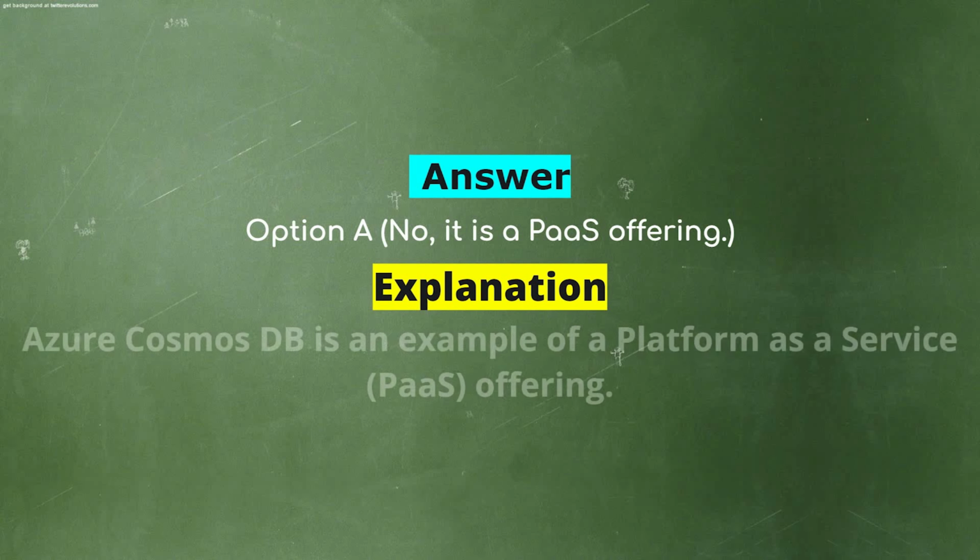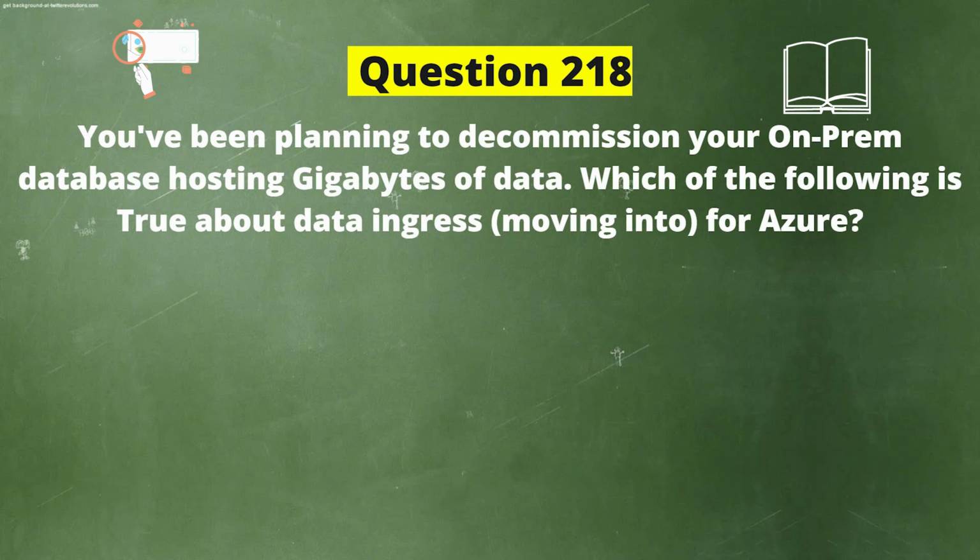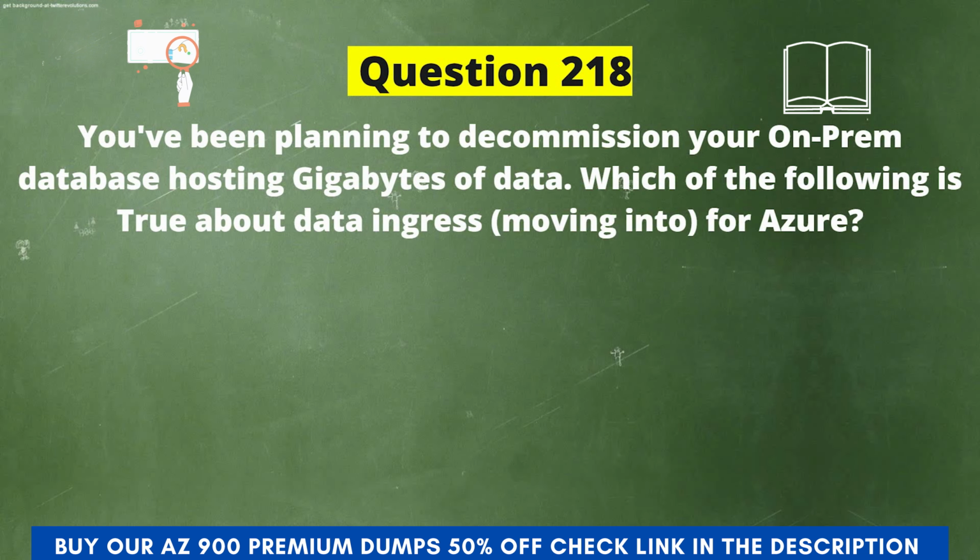Explanation. Azure Cosmos DB is an example of a platform as a service offering. Next question. You have been planning to decommission your on-prem database hosting gigabytes of data. Which of the following is true about data ingress moving into Azure? And the options are A.